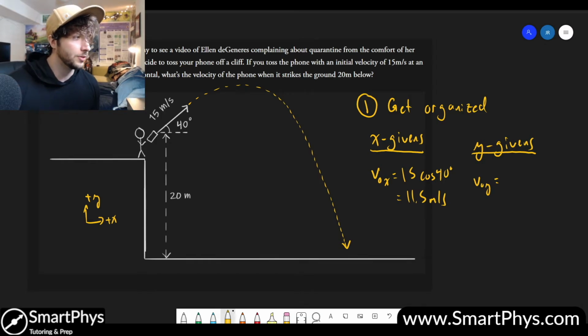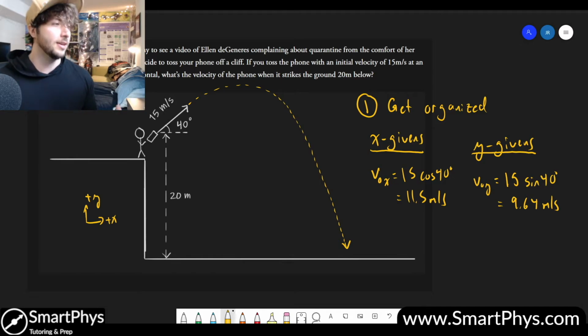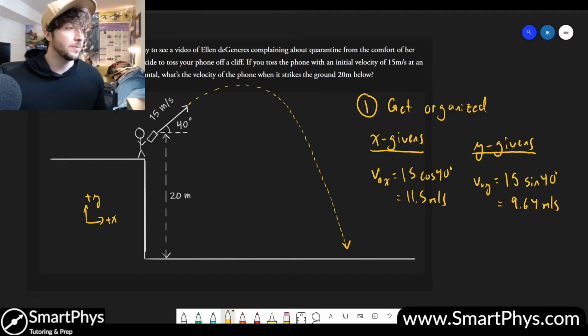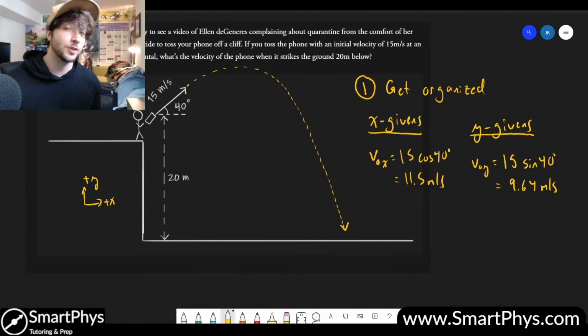And similarly, we can do the same thing with the y direction. The y component will be 15 sine 40 degrees. Okay. And plugging that into your calculator, you should get 9.64 meters per second. Okay. What other variables do we have in the kinematic equations? Well, we have acceleration, right? The rate of change of velocity.